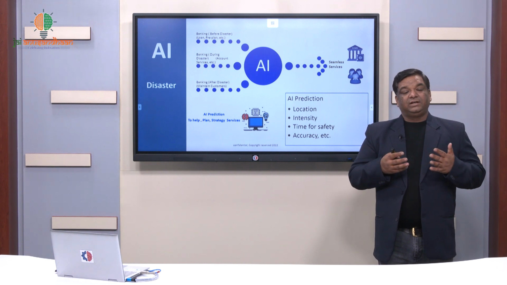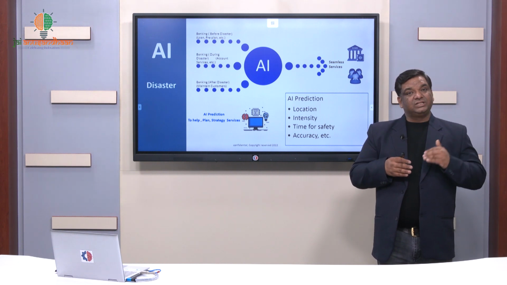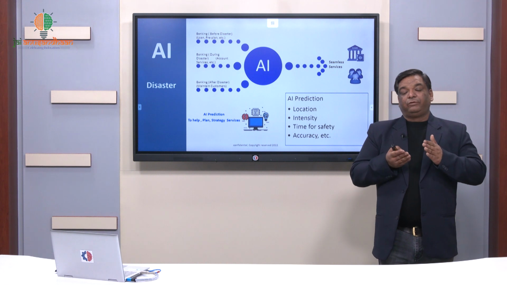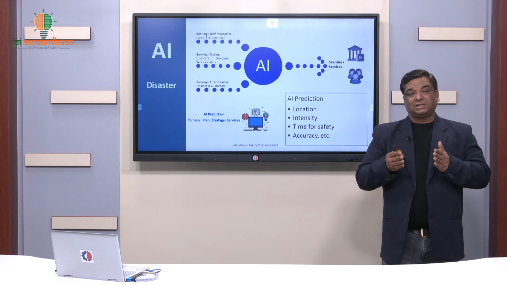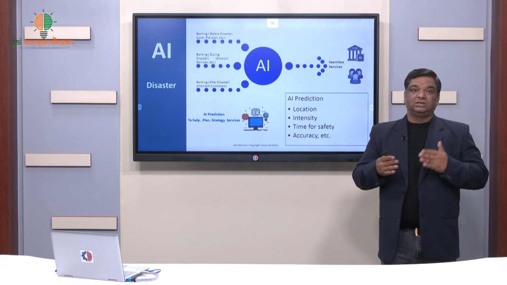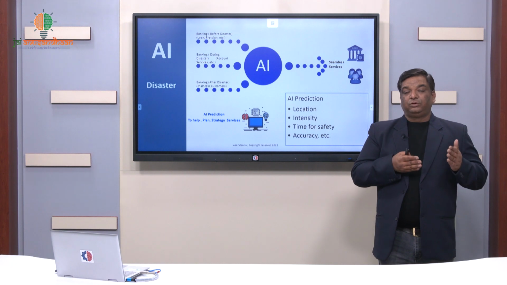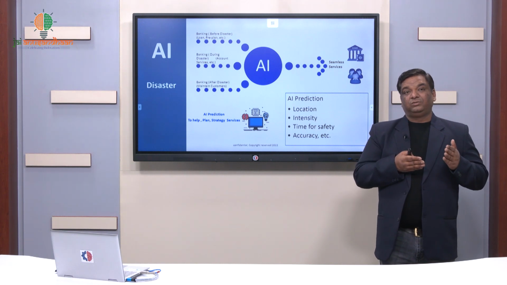So let's divide and conquer the situation. We divide the situation into three stages: what should be the precautionary measures before the disaster, during the disaster, and third, after the disaster. These are the three points that we can take into consideration.